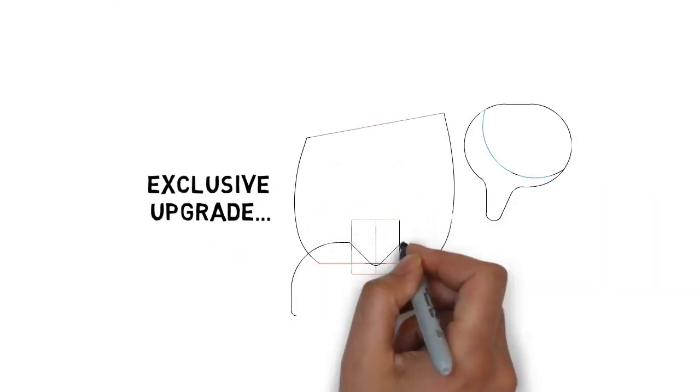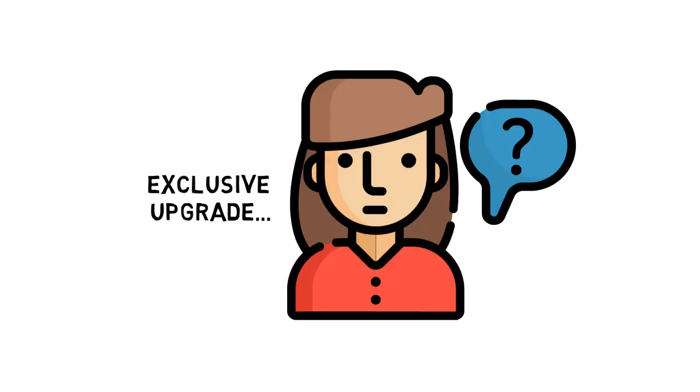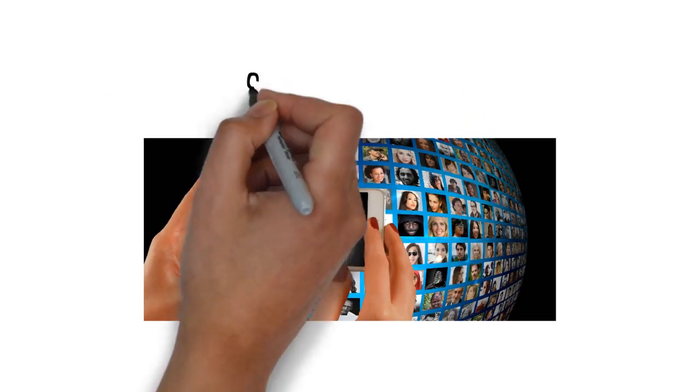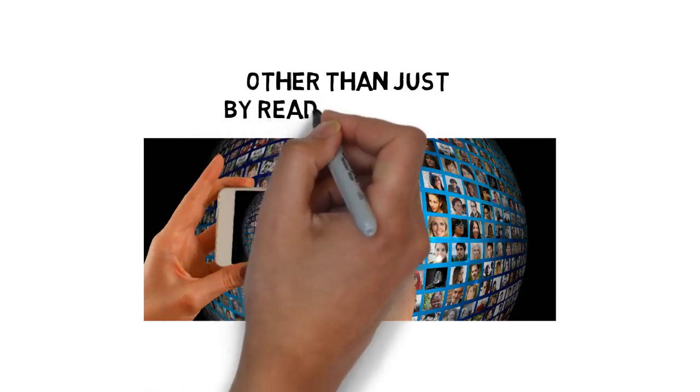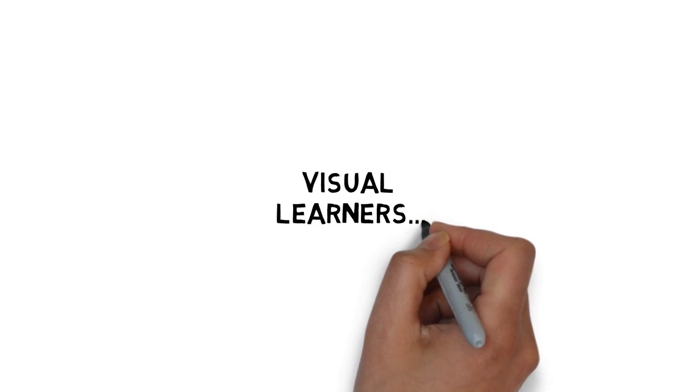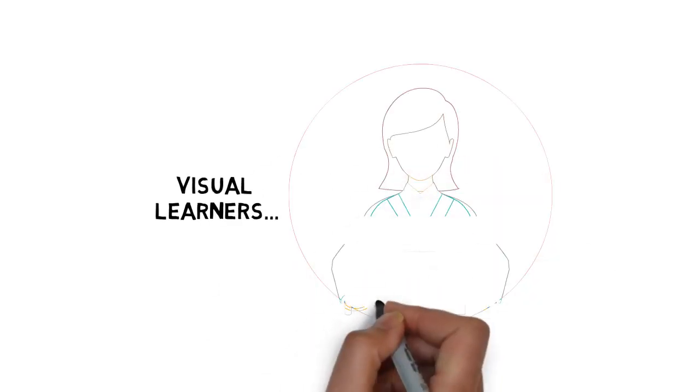Why do you need to upgrade to the video version of the Modern Twitter Marketing Guide? Did you know that most people learn a lot faster when they see something being done on video other than just by reading about it? That's because most people out there are visual learners. How do you normally learn the best?